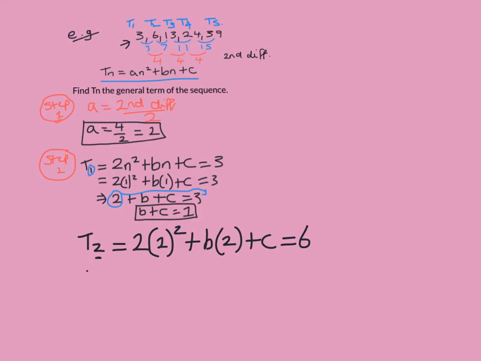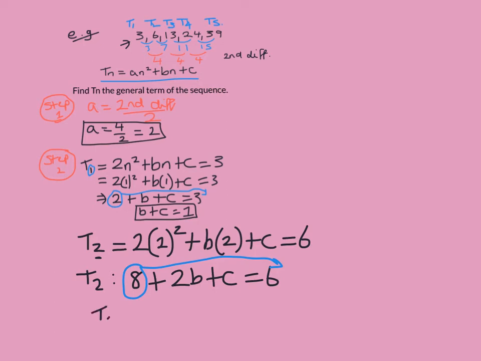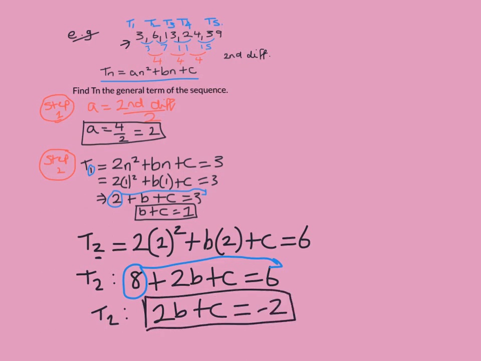Then if I simplify that, T2 is going to be 2 squared, which is 4. 4 by 2 gives me 8, plus 2b plus c equals 6. Final part, I'm just going to bring that 8 across. It becomes minus 8. So 2b plus c equals 6 minus 8, which gives me minus 2. And I'm going to box that because I'm going to need it for my last part.